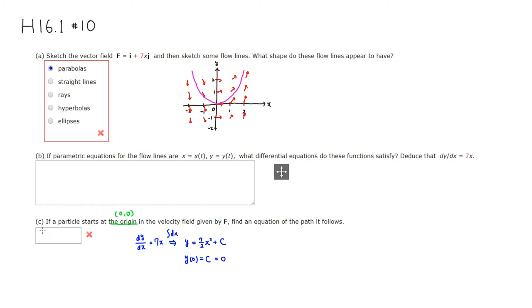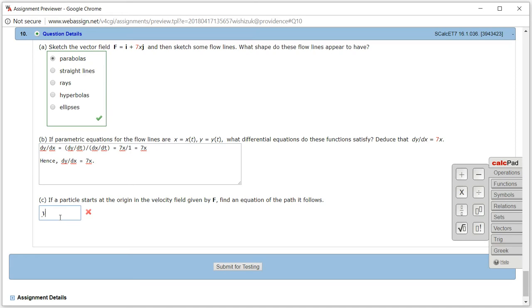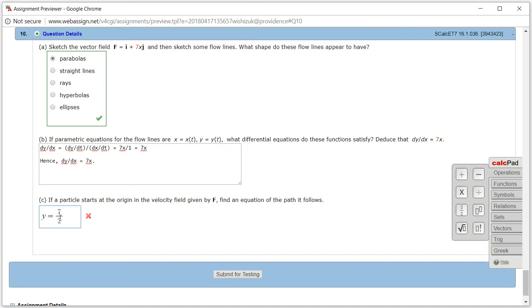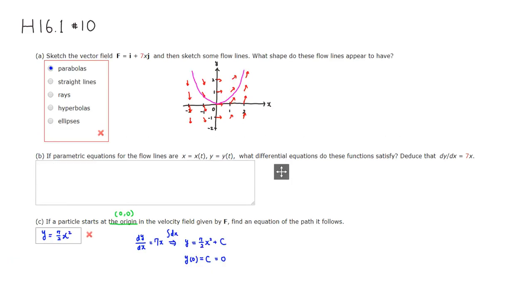Therefore, the equation is y equals 7/2 x squared. Let's type it in: y equals 7 over 2 x squared. Let's check the answer. It came back and looks like we got this one correctly. That's it. I hope that this was clear.